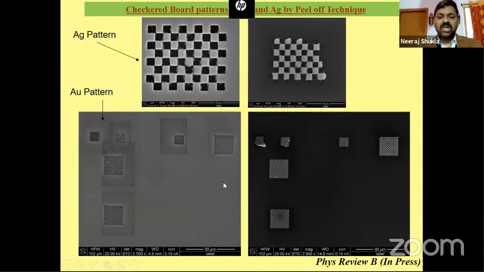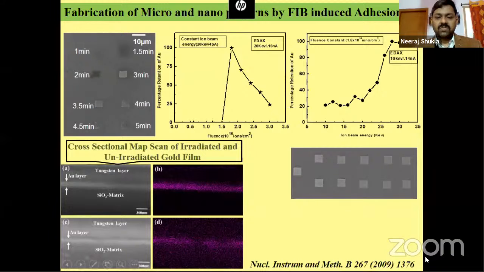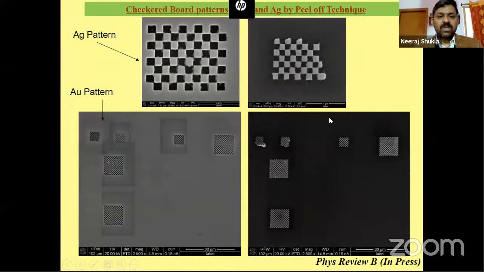And when I did a scotch tape, on the right side, you can see the rest of the gold has been completely removed except the regions which have been treated by ion beam. So the milling was also done by ion beam. The structures were also made by ion beam. And so this was published in two papers. The effect, this phenomenon, was published in NIMB, and this paper was published in PRB.